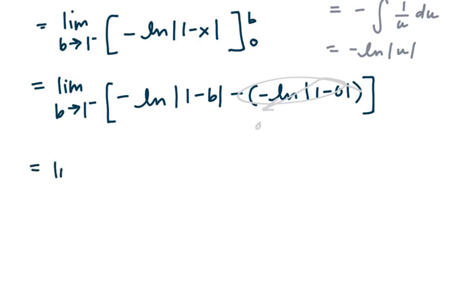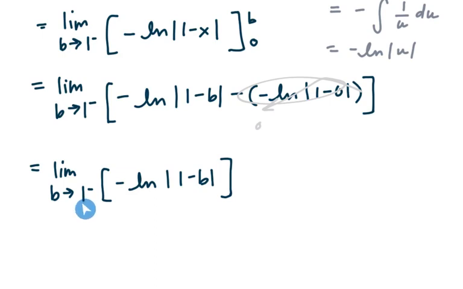So I'm dealing with the limit as b approaches 1 from the left. Again, I got a little extra negative in there. We've got negative natural log of absolute value of 1 minus whatever my b value is. So at this point, we want to evaluate this limit as b approaches 1 from the left.